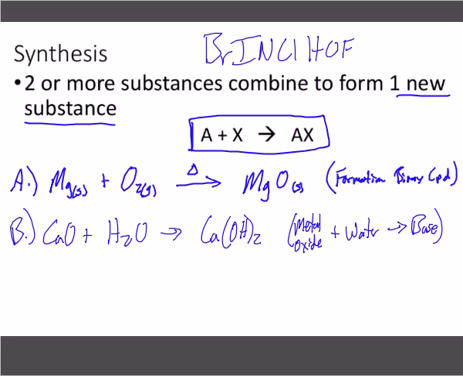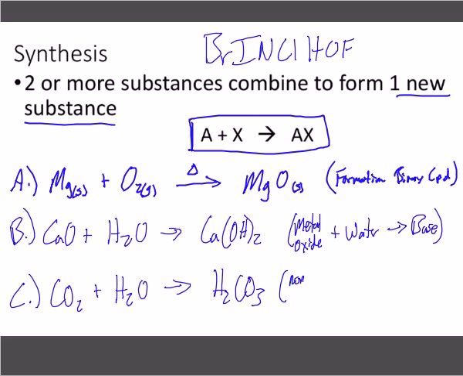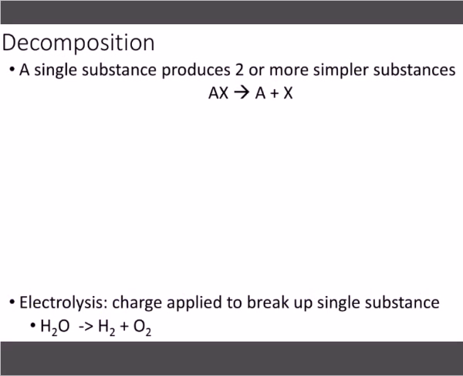Okay, one product. And the last example we're going to do is going to be similar to letter B, but it's going to be sort of the opposite. Instead of a base forming, it's going to be a non-metal oxide plus water. And that's going to make an acid. So a metal oxide produces a base. Non-metal oxides plus water produce an acid.